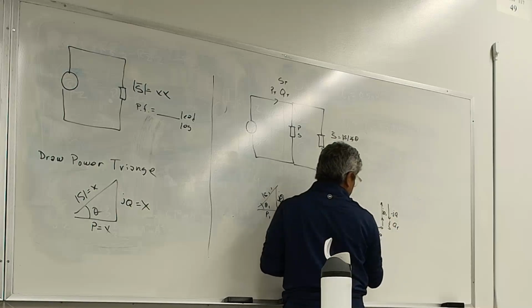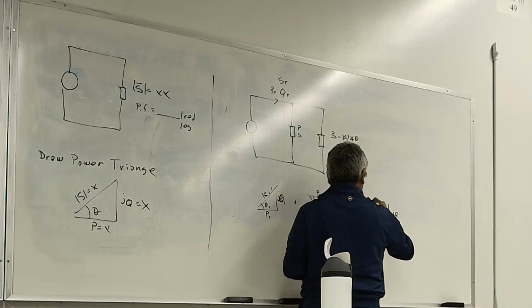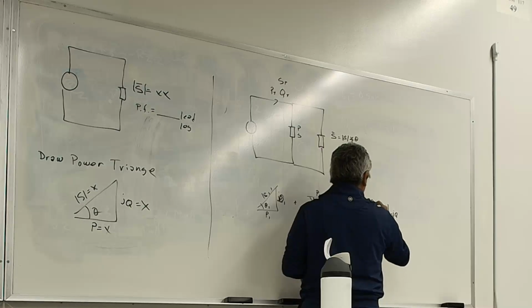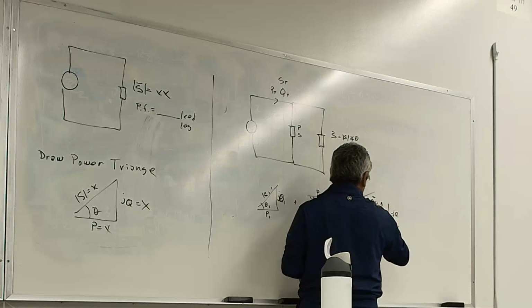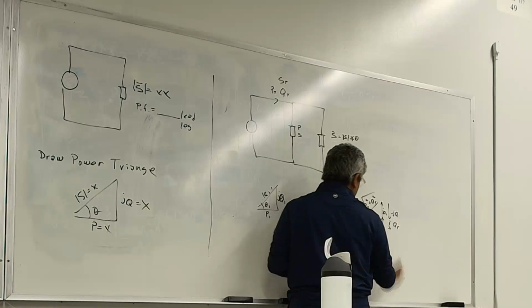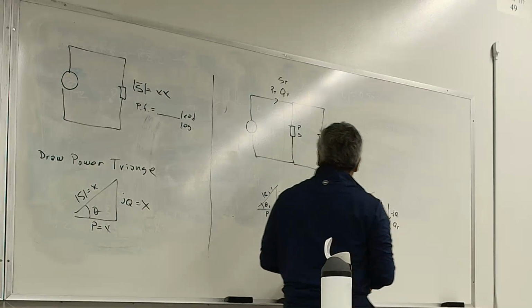And then once you have that, you should be able to find the magnitude total, which is equal to the square root of P total squared plus Q total squared, and that's the magnitude of S. And you should be able to find theta, the angle. So you should be able to manipulate that.